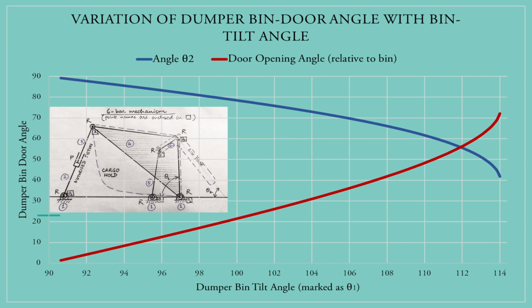This graph shows the variation of the beam tilt angle with the beam door angle of our model. The x-axis is the angle θ1, which represents the beam's tilt angle. The blue line is the angle θ2, which represents the angle between the door and the horizontal ground. The red line is the angle by which the door opens relative to the beam itself. As we can see, it increases as the beam is tilted more. This ranges from 0 degrees to around 70 degrees, which is the maximum span of our design.